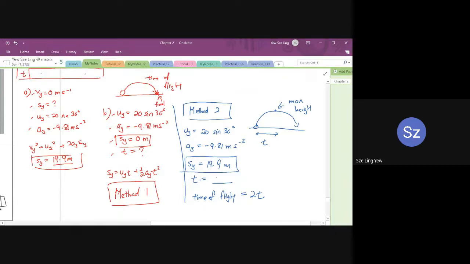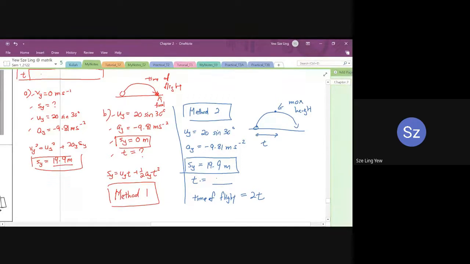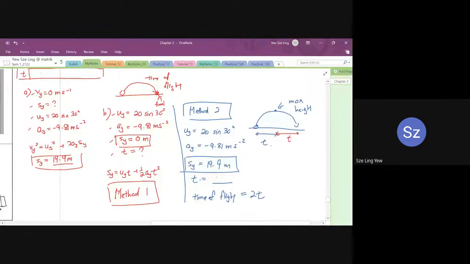Okay, kamu boleh guna S pada final position, kamu boleh guna S pada maximum height. If you use the S at the maximum height, then the T you have to times 2. All right, because from ground to maximum height is T, from maximum height to ground is another T. So you have 2T. Okay, so just now we have only 1.